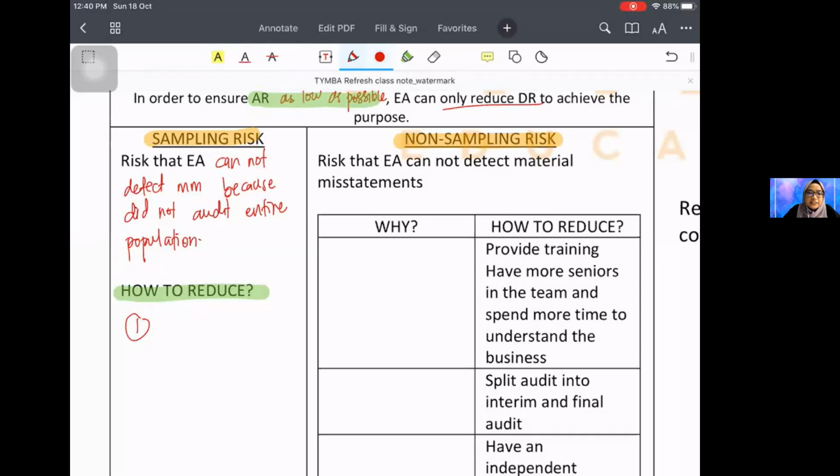Anyone have the idea? This is unavoidable, but increase sampling size. Yes, thank you, Sharifah Soleha. Increase sampling size.